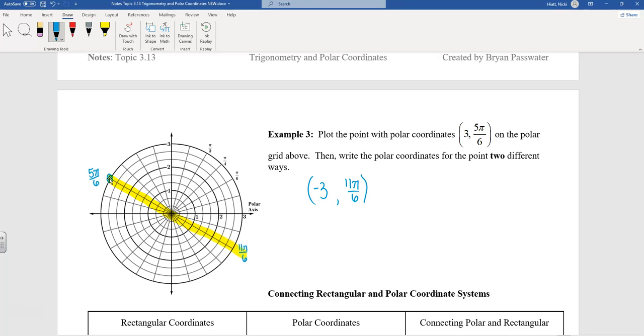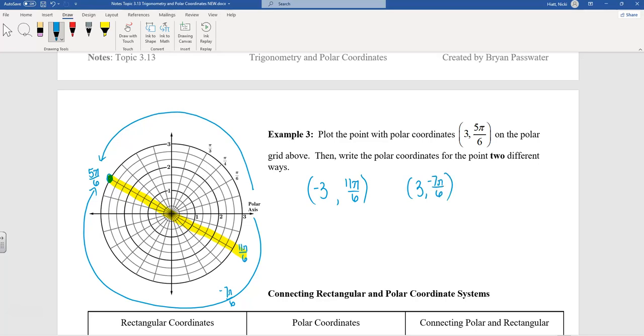Okay, so that's one way you can use negative radius, right? Can somebody give me a way to do this with a different angle besides 5 pi over 6 or 11 pi over 6? Okay, so 5 pi over 6, that's this direction, right? But if I went this direction, negative 7 pi over 6, I'd be in the same spot. So I could do 3, negative 7 pi over 6.